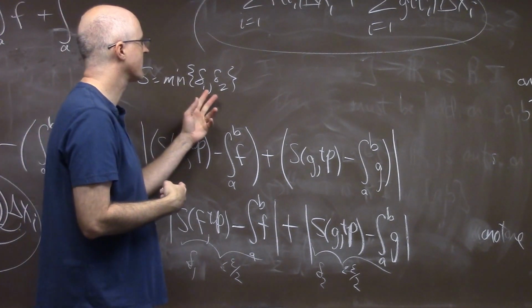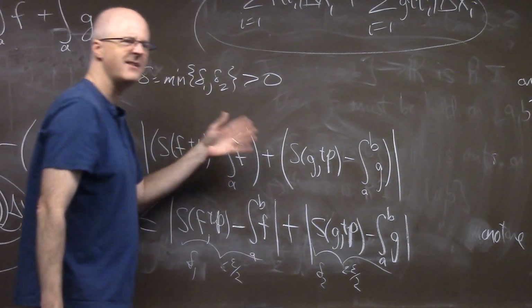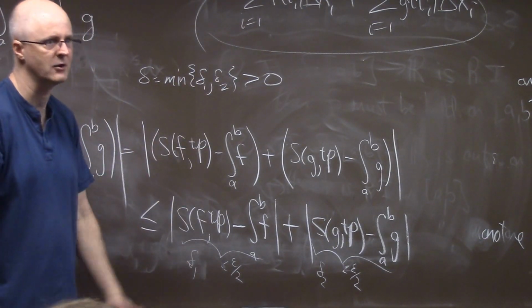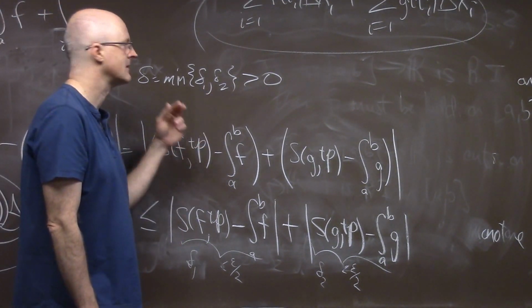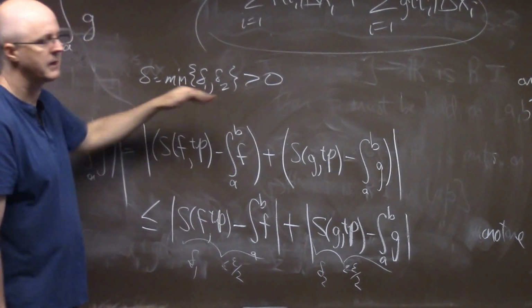You've got a finite number of numbers in here. The inf will equal the min. This will be a positive number. If you had an infinite list of positive numbers and you were taking their inf, it might not be positive. It could be 0. So it is important that there's a finite number of these. You can say inf or min, the same thing here. It will be a positive number.